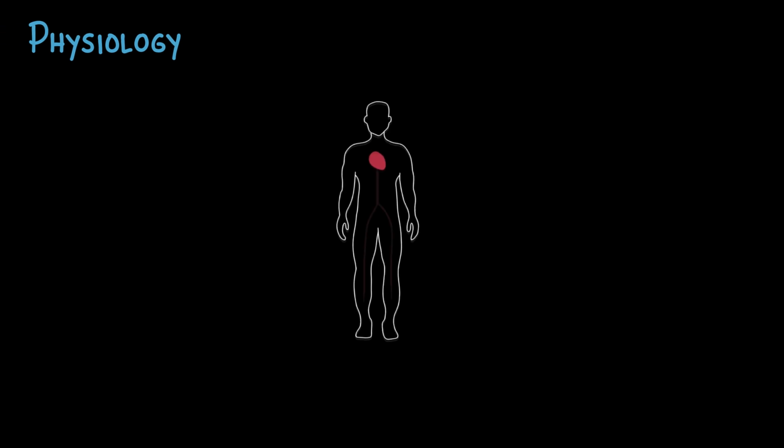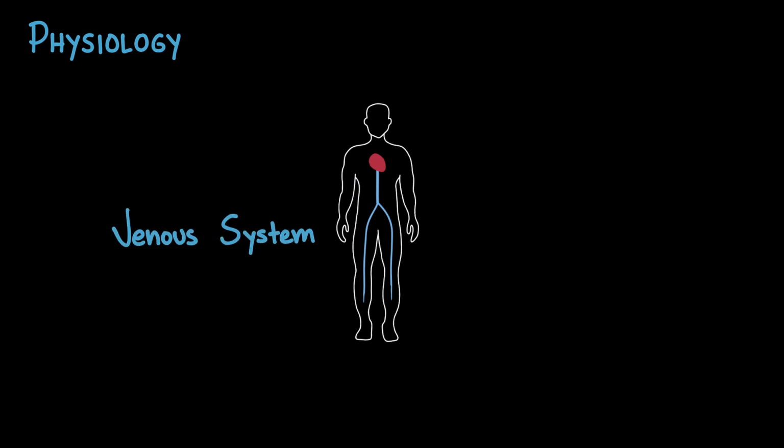So, let's start from the very beginning. The heart pumps oxygen-rich blood through the arteries to nourish every part of the body. Once the tissues take what they need, oxygen and nutrients, that blood has to make the journey back to the heart. And that return trip? It happens through the venous system.